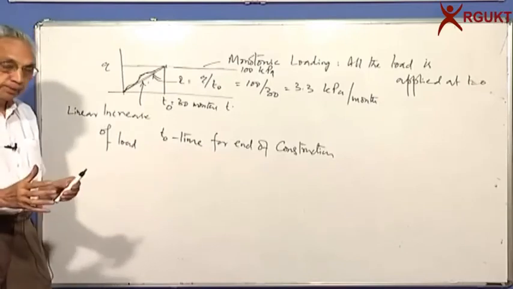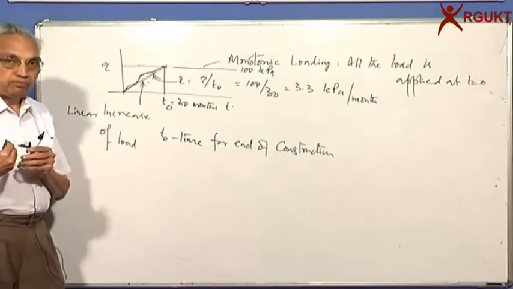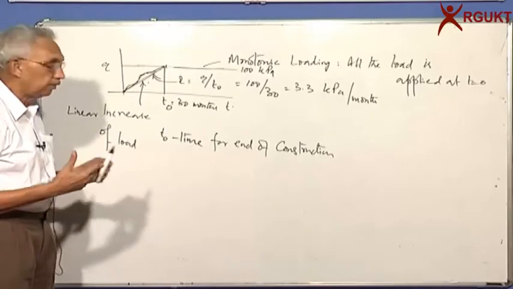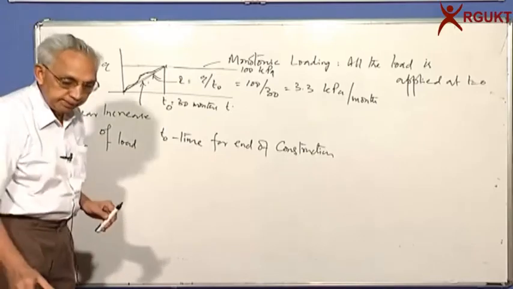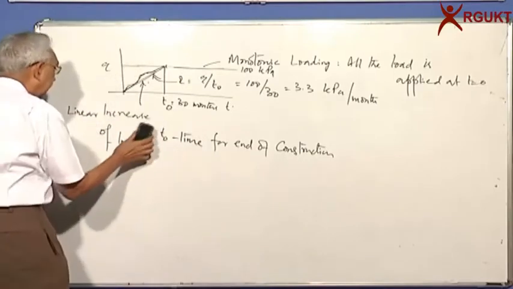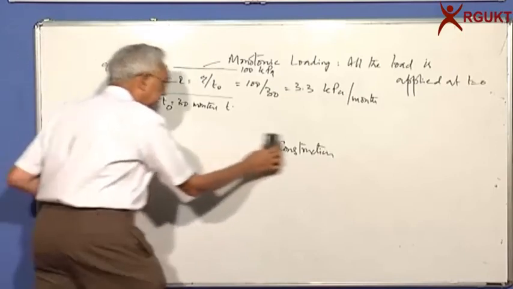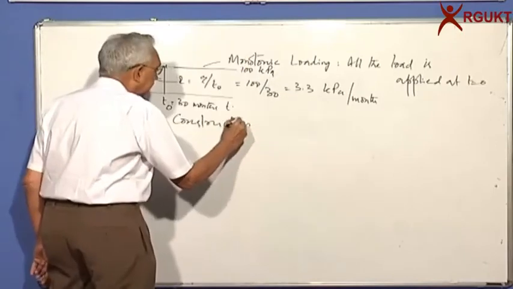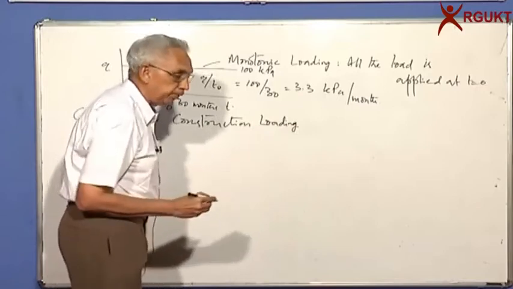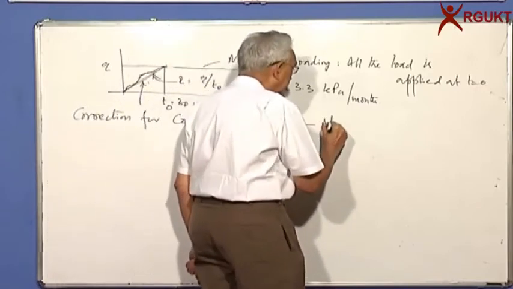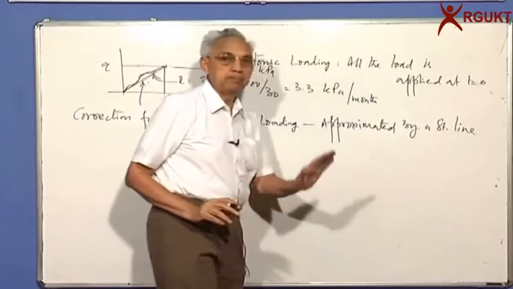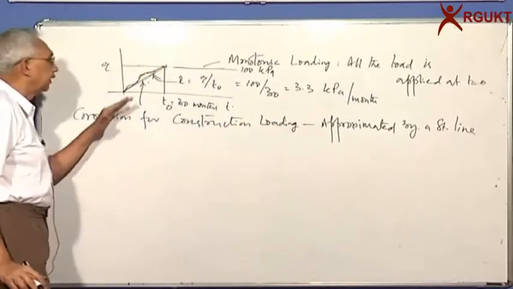How do you estimate the settlement, particularly at the end of construction? You have finished the project. Do you think consolidation is over, or only partial? To estimate that, we have what is called the correction for end of construction. This is called construction loading. Please remember, we have approximated by a straight line. That is, the load is applied like a ramp gradually.